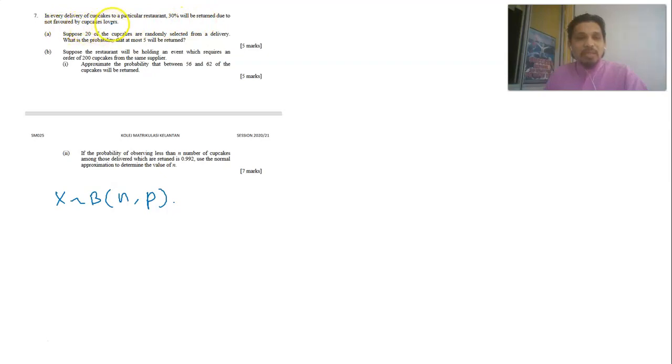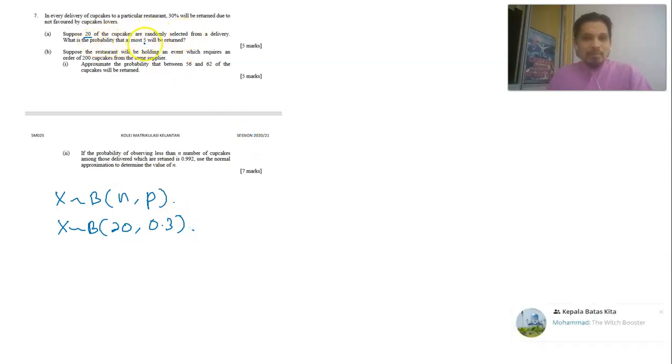So in this case, suppose that the cupcakes are randomly selected from the delivery, what is the probability that at most 5 will be returned? Okay, so X is binomially distributed with number of trials 20, and p equal to 30% or 0.3. So what is the probability that at most 5 will be returned? At most meaning that the maximum is 5.